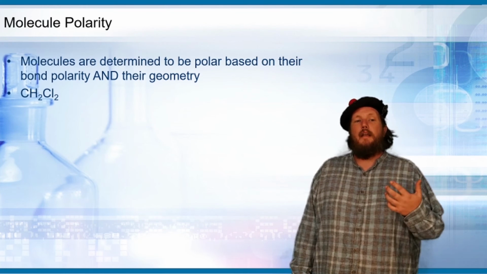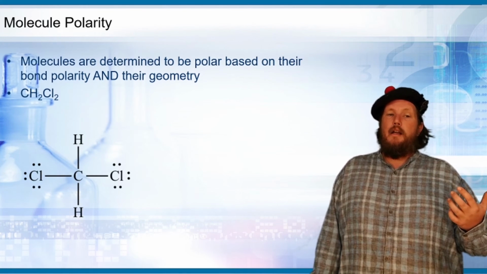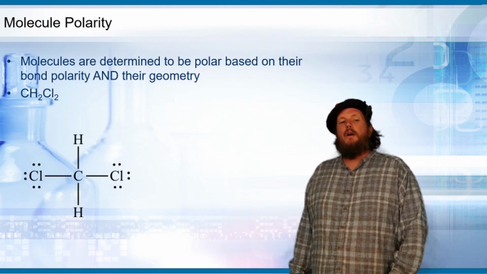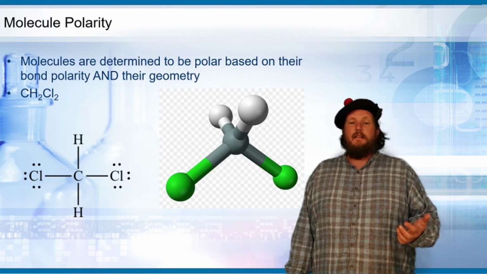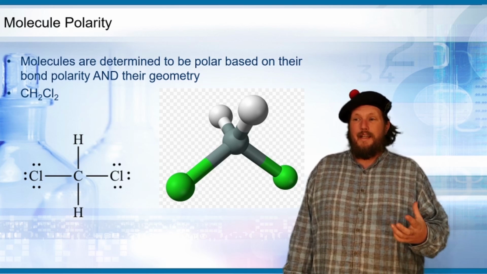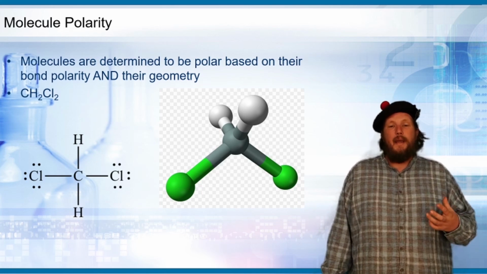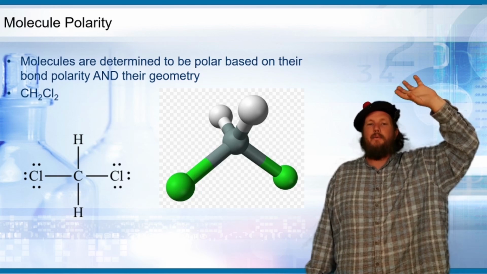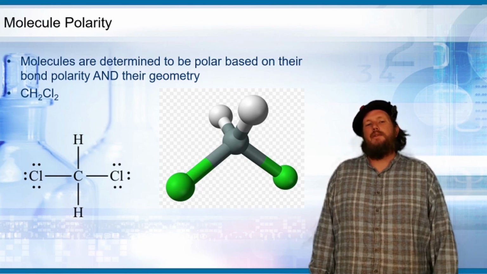Our last one is methylene chloride or dichloromethane. This is going to be polar as well. You can draw it in what looks like a symmetric way on paper, but when you look at the 3 dimensions, you get a positive side with the 2 hydrogens and a negative side with the 2 chlorines.